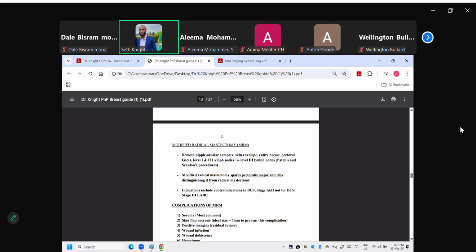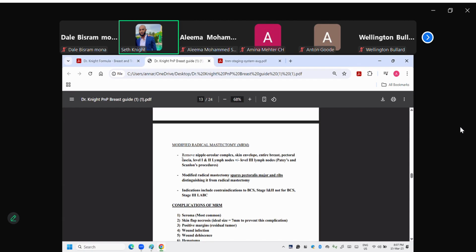The difference between a radical mastectomy and a modified radical mastectomy is that in a radical mastectomy, it's very radical indeed. They take out the pectoralis major muscle and they even remove the ribs, right? Whereas in a modified radical mastectomy, we keep in the pecs, we keep in the ribs. So definitely less radical than the actual radical, right? So that's how I remember it. That was a radical thing to do. We take out all the muscle and ribs and so on. So modified radical, we spare the pec major and the ribs.